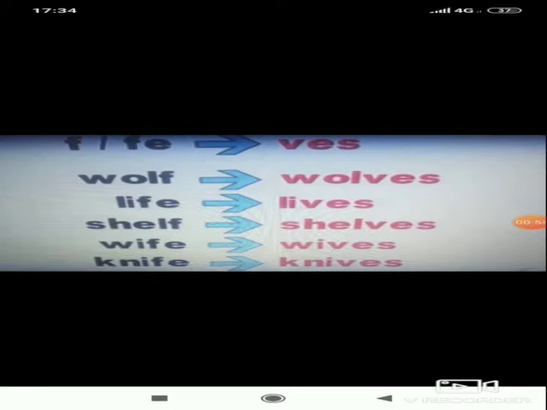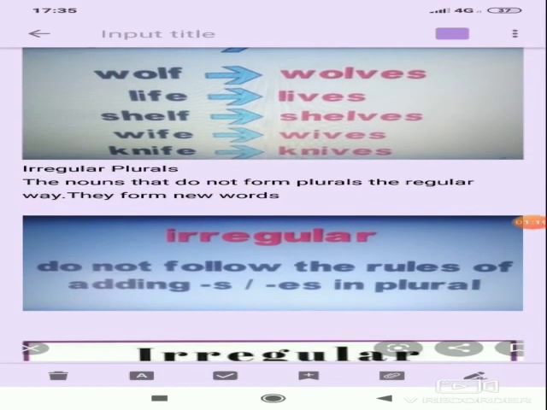Like for example, wolf. You can see F is there at the end. So we are going to add VES, and that becomes wolves. Life, we can see FE. So we are going to add VES, it becomes lives. Shelf, shelves. Wife, wives. Knife, knives. Now we come to the irregular.